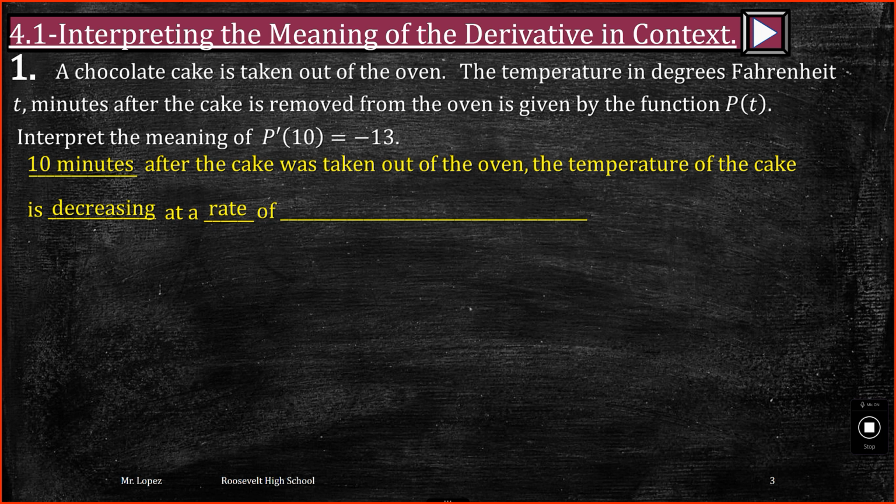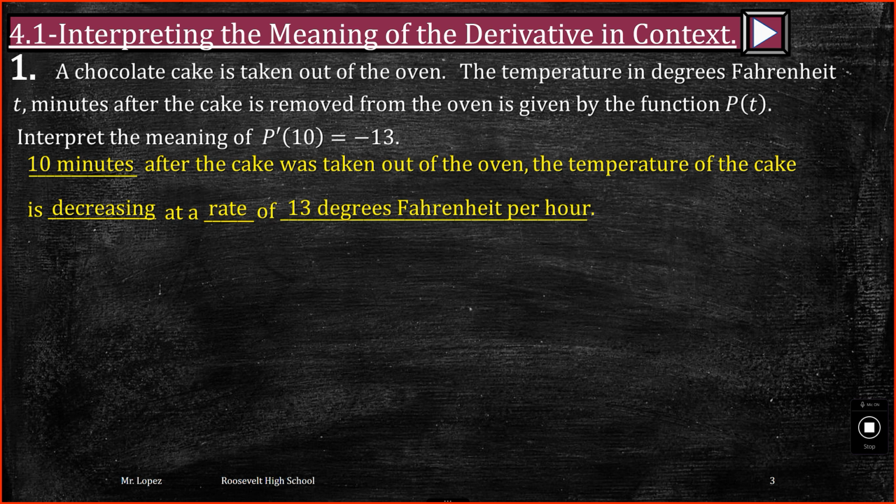No, we already said decreasing. You don't say negative. That's a double negative. It's decreasing at a rate of what? 13 degrees Fahrenheit, per hour. So yeah, it has to be so exact. And we're saying it's decreasing at a rate of 13 degrees, because decreasing is already saying negative. 13 degrees Fahrenheit per hour.